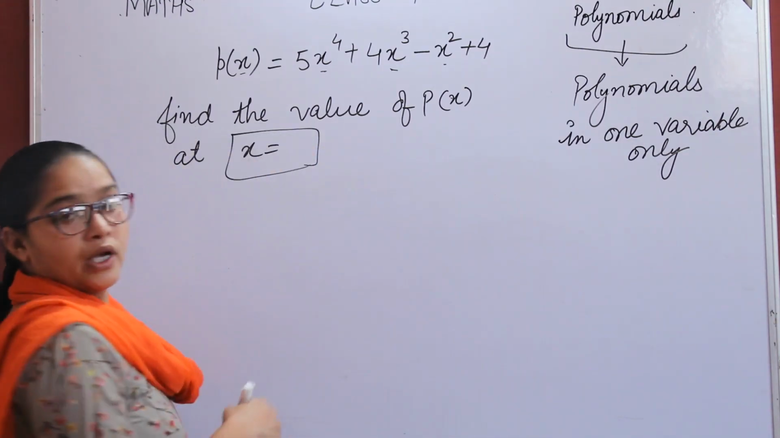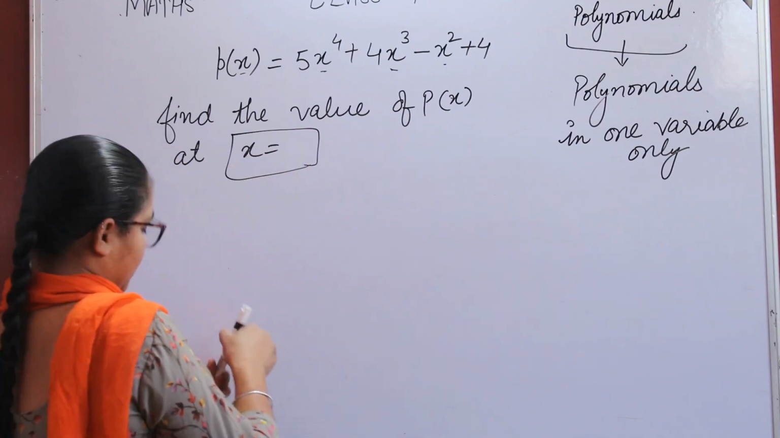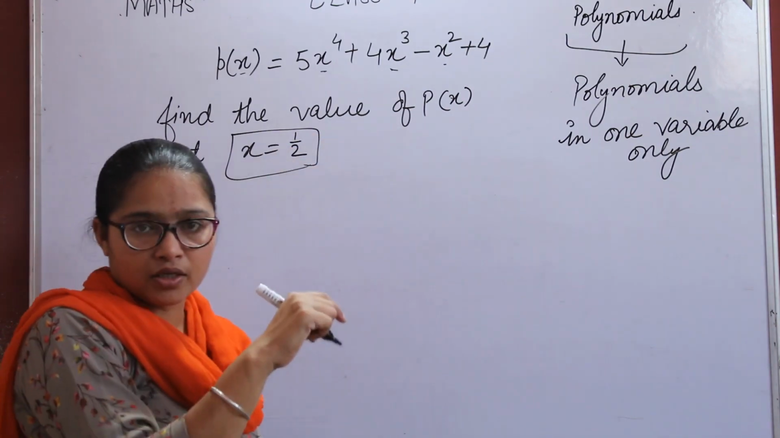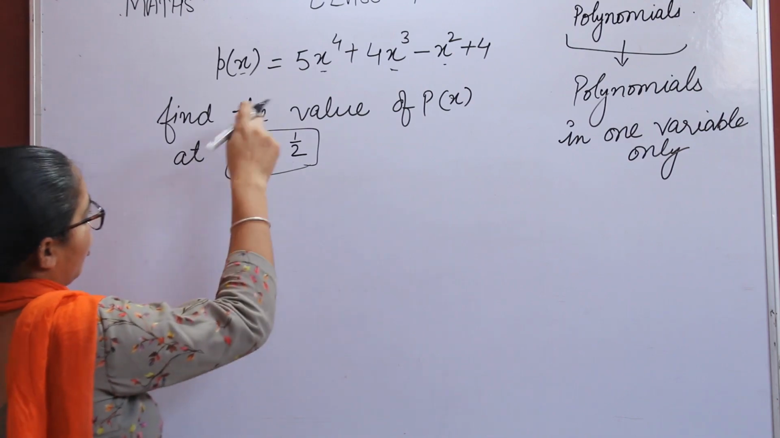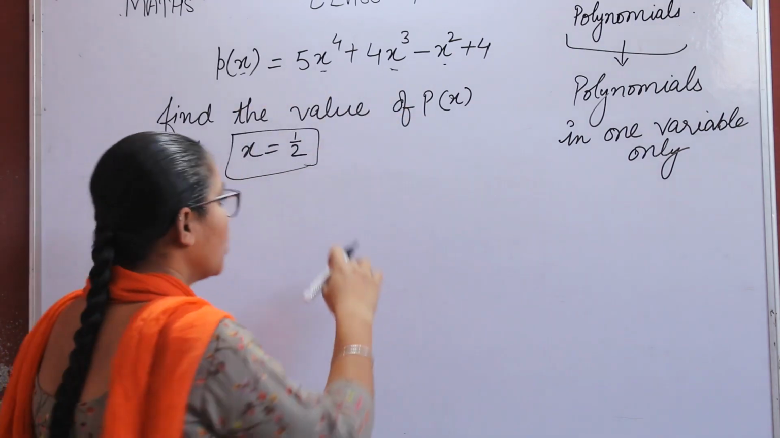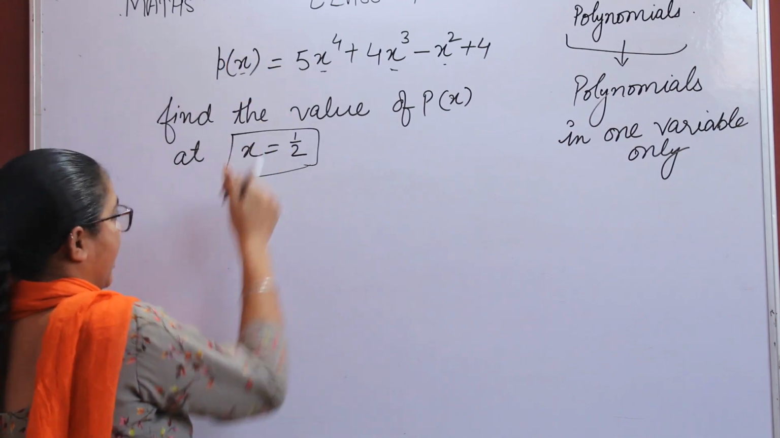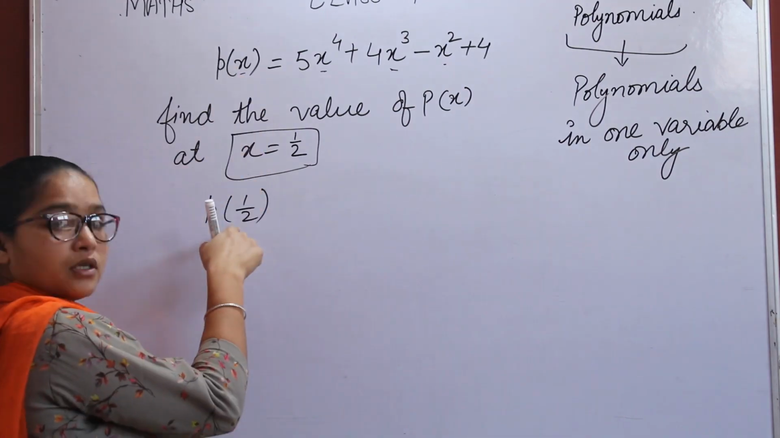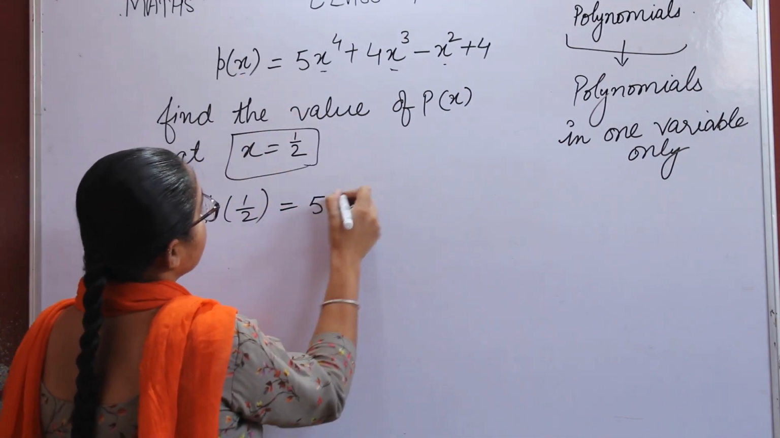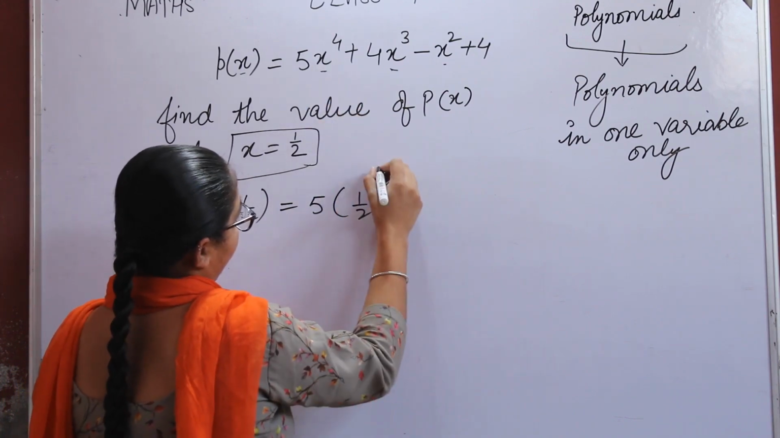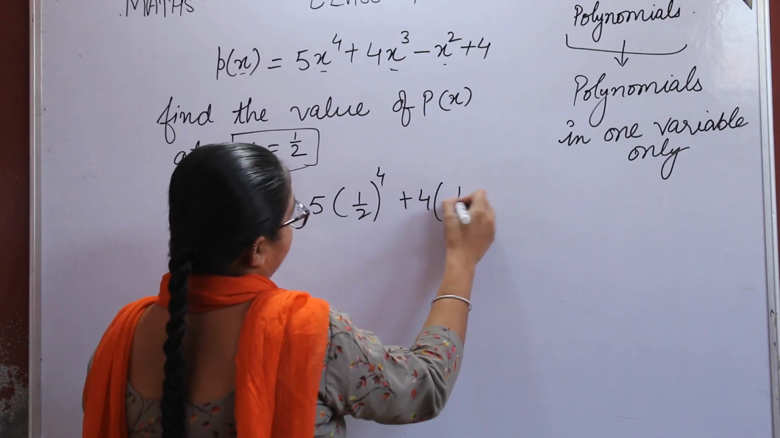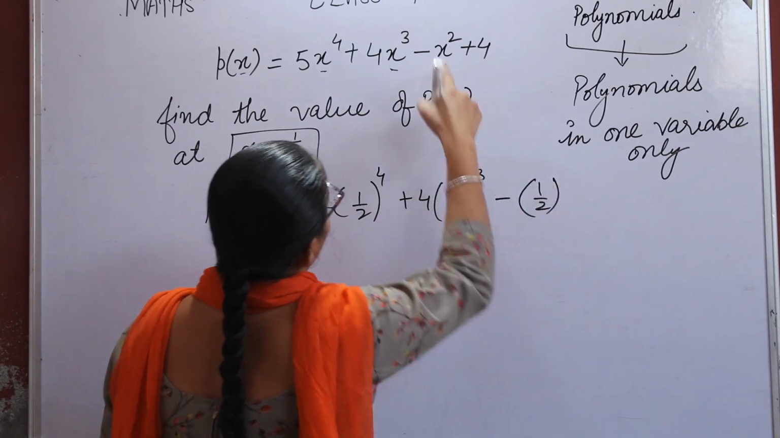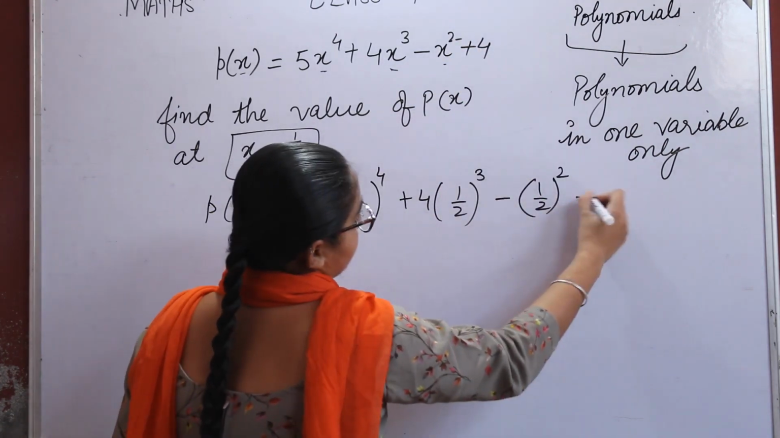Next, now we have to find the value of p(x) at x equals, suppose, 1 over 2. So I have taken a fraction. Okay, now find the value of p(x) at x equals 1 by 2. So now fill the value of x as 1 by 2. So I am again writing p of 1 by 2. On the place of x I have kept 1 over 2, equals 5 as it is, 1 over 2 raised to power 4, plus 4 as it is, 1 over 2 raised to power 3, minus 1 over 2 raised to power 2, plus 4.